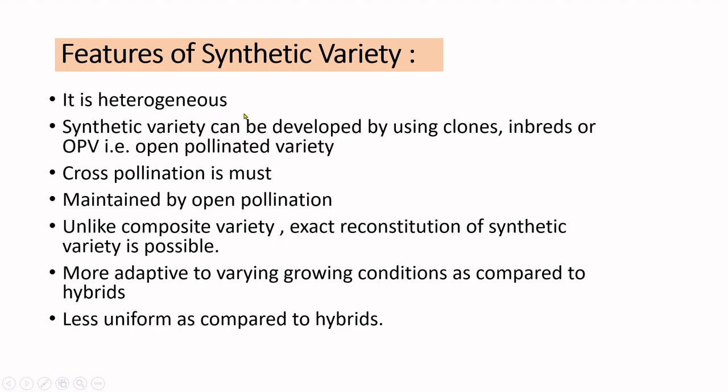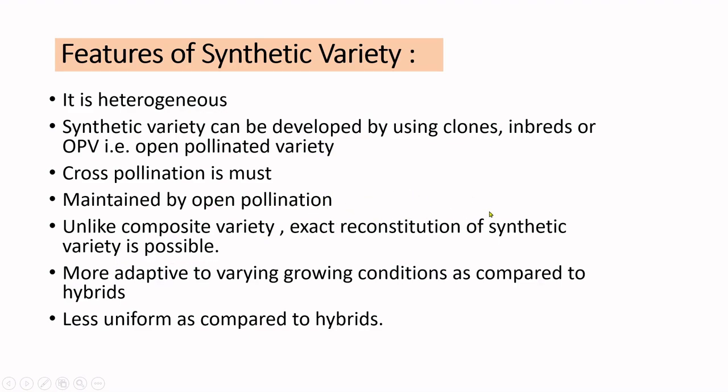Features of synthetic varieties: it is heterogeneous. The population is heterogeneous, not like that of a pure line. In a pure line, all the individuals are alike. The seeds are produced by plants from a heterogeneous population. Synthetic varieties are all heterogeneous. A synthetic variety can be developed by using clones, inbred lines or open pollinated variety lines. In this case cross pollination is a must, because without natural cross pollination there is no improvement in the population, and it is maintained again by open pollination. Once developed, the synthetic variety has to undergo open pollination in isolation. Unlike composite variety, exact reconstitution of synthetic variety is possible.